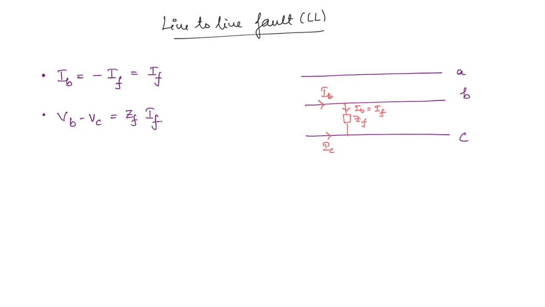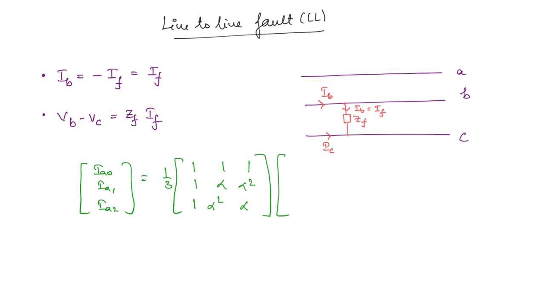Okay. Now we will take the symmetrical components of the current. So what will we get? IA0, IA1 and IA2 will be equal to A inverse, which is 1 by 3 times the matrix with rows 1 1 1, 1 alpha alpha square, 1 alpha square and alpha. And here the currents are going to be IA, which is 0. The other phase currents will become 0 once the fault occurs, right? So IA is 0. And next IB is equal to the fault current, and IC is equal to the minus of fault current, right?